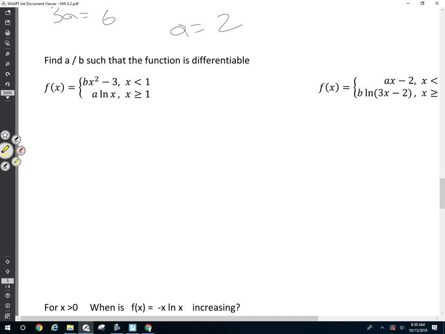All right, switching gears. Now we need to make sure the function is differentiable. Remember, from back in Unit 2, to ensure differentiability, we need to be continuous, and we can't have any sharp points. To ensure the function is continuous, I need the first piece and the second piece to meet up, just like I was doing. b minus 3 equals a log 1. I get b is equal to 3, because log 1 is 0.